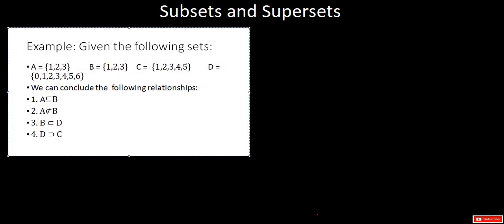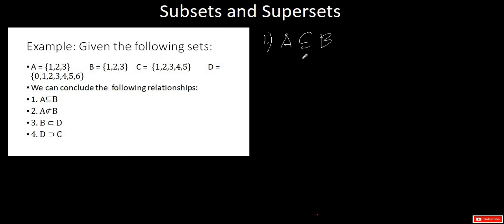Okay, let's try this. Example. Given the following sets, set A containing the elements 1, 2, 3, set B containing the elements 1, 2, 3, set C containing the elements 1, 2, 3, 4, 5, and set D containing the elements 0, 1, 2, 3, 4, 5, and 6. We can conclude the following relationships. Number one, that A is a subset of set B.